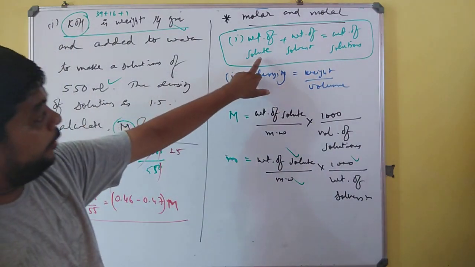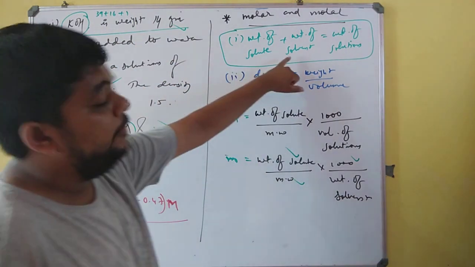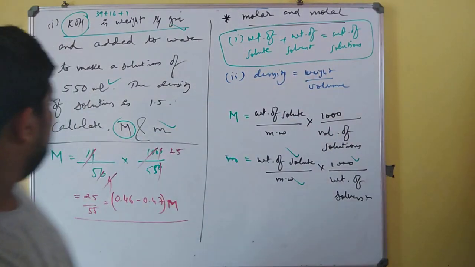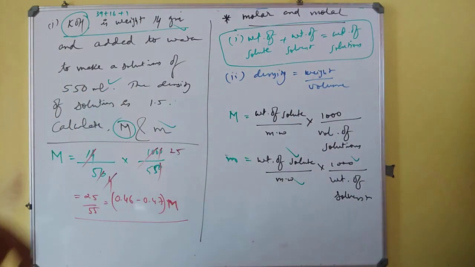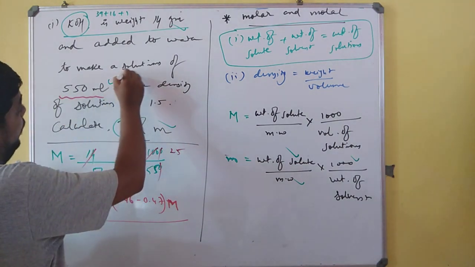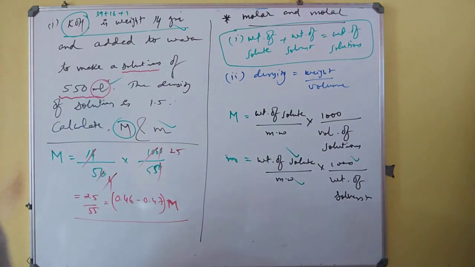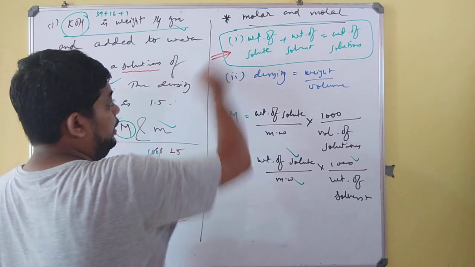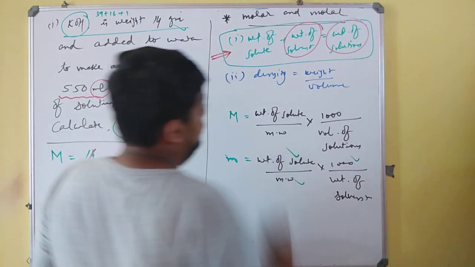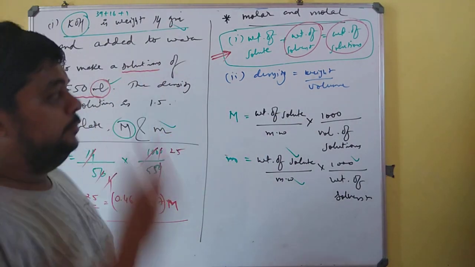Do I have weight of solute? Yes, I have weight of solute. Do I have weight of solvent? No, you are supposed to find. Do I have weight of solution? No, I do not have weight of solution, but if I look carefully, I have volume of solution because it is in ml. So before using this formula, which as of now has two unknown terms, I would first like to use this formula and calculate the weight of solution.